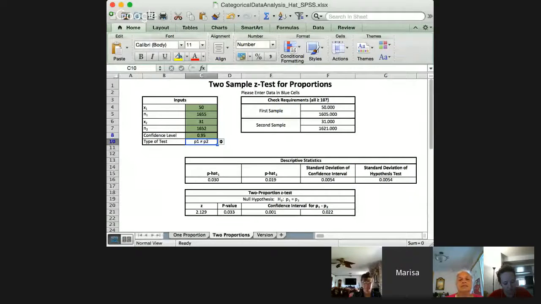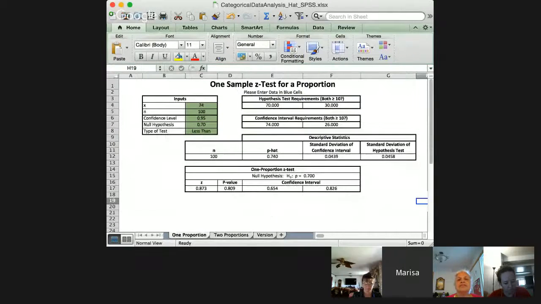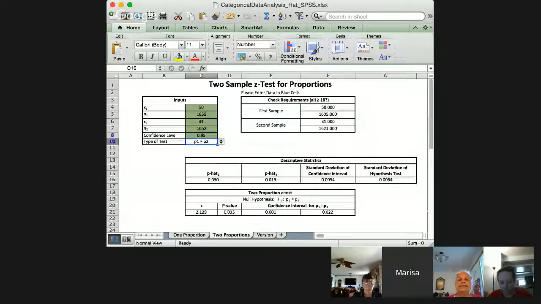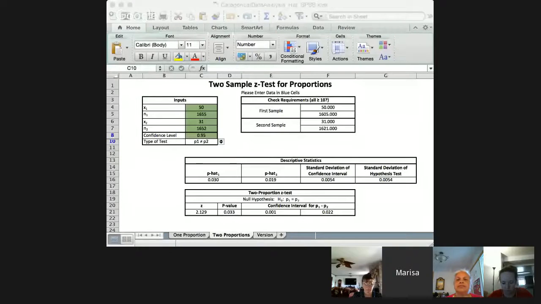Okay, so Raquel, right here, do you see this? It says 1 proportion and 2 proportions. One sample Z test for a proportion. Is she still there? I can't see. Yep. Does that work for lesson 19 too?